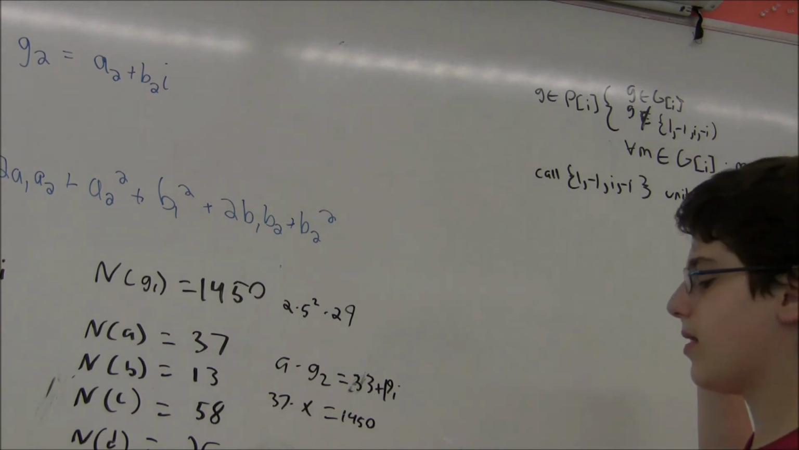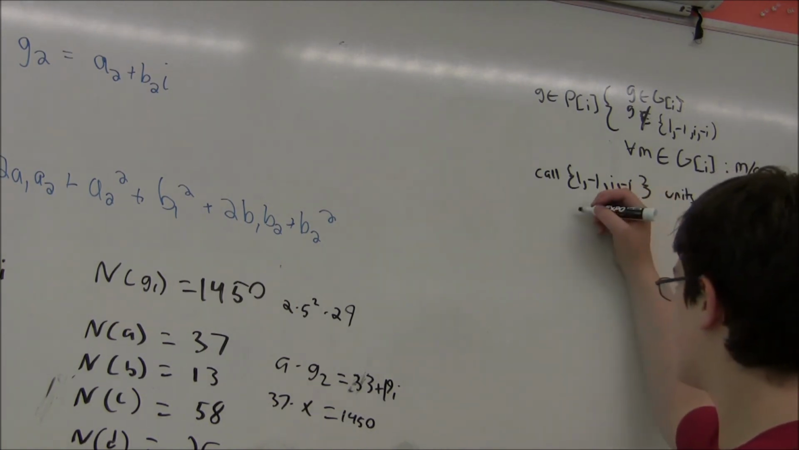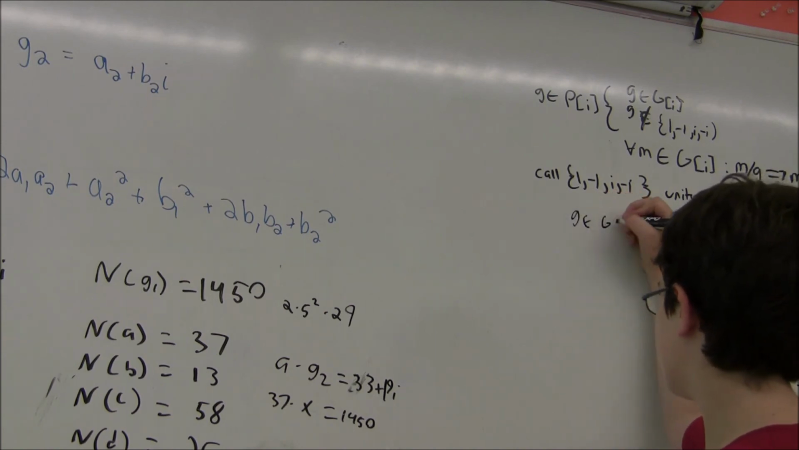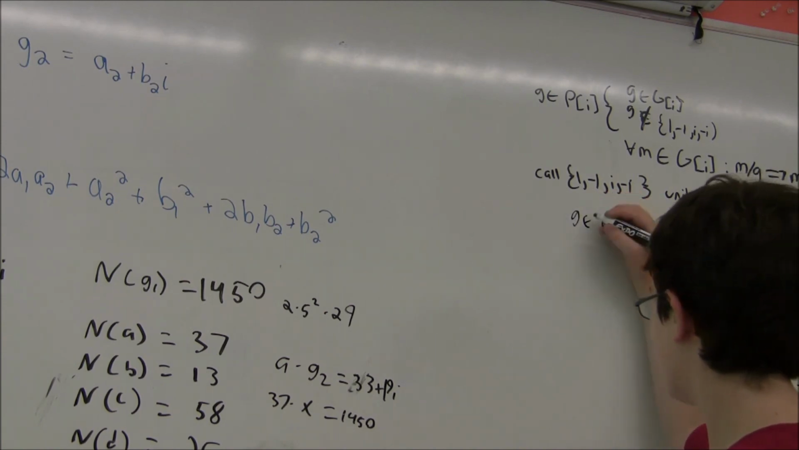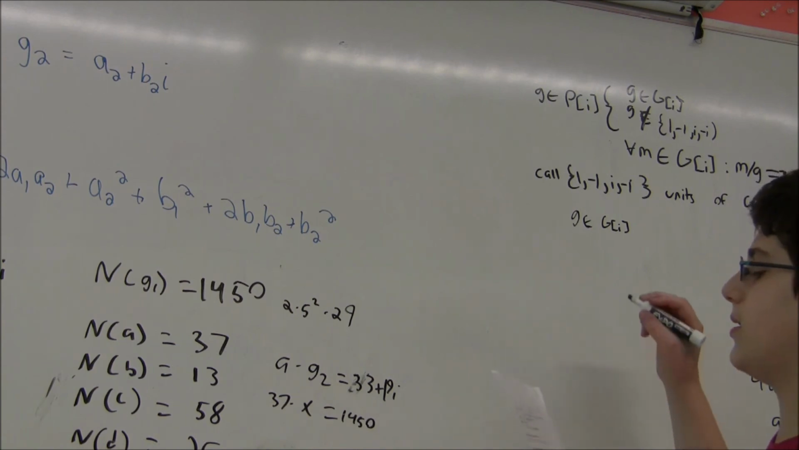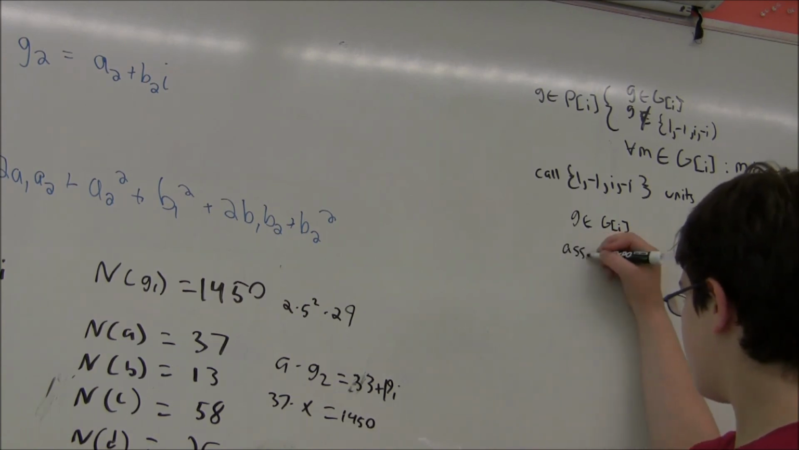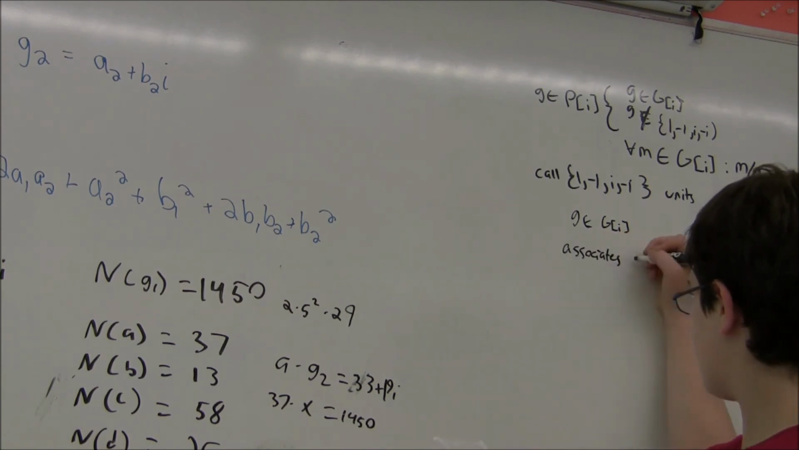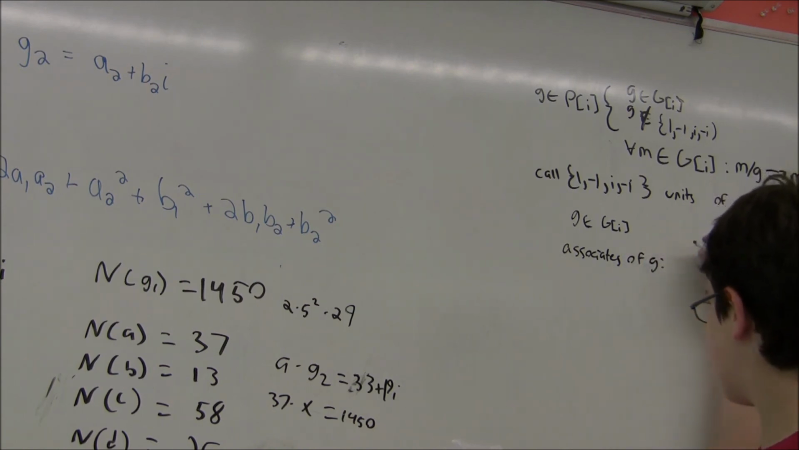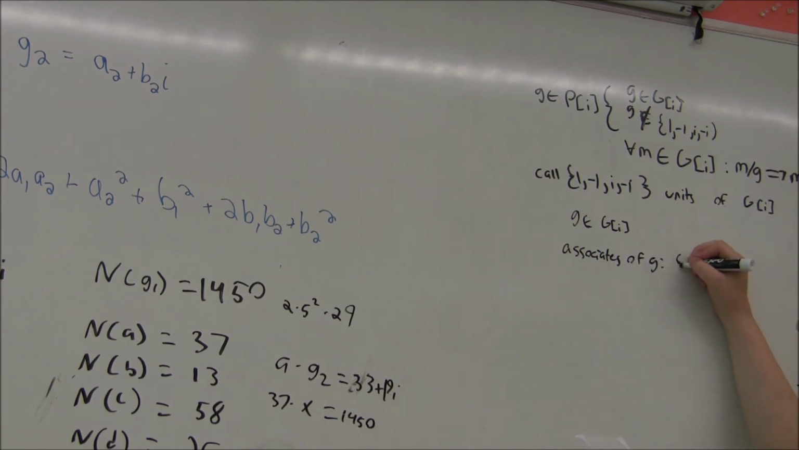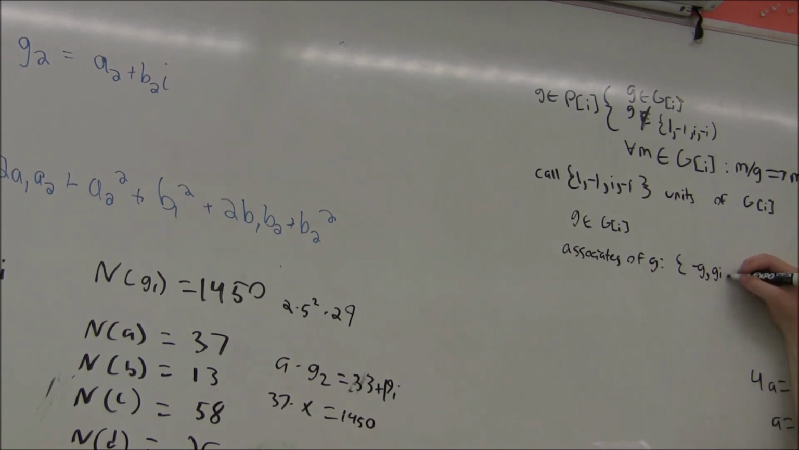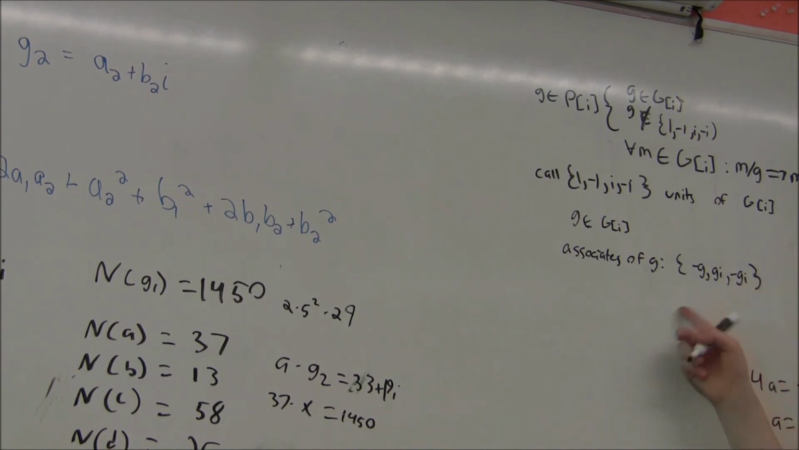And for any Gaussian integer G that belongs to the set of Gaussian integers, the associates of G are minus G, Gi, and minus Gi. These are what you get when you multiply G by a unit other than 1. So it's the product of the element by the unit.